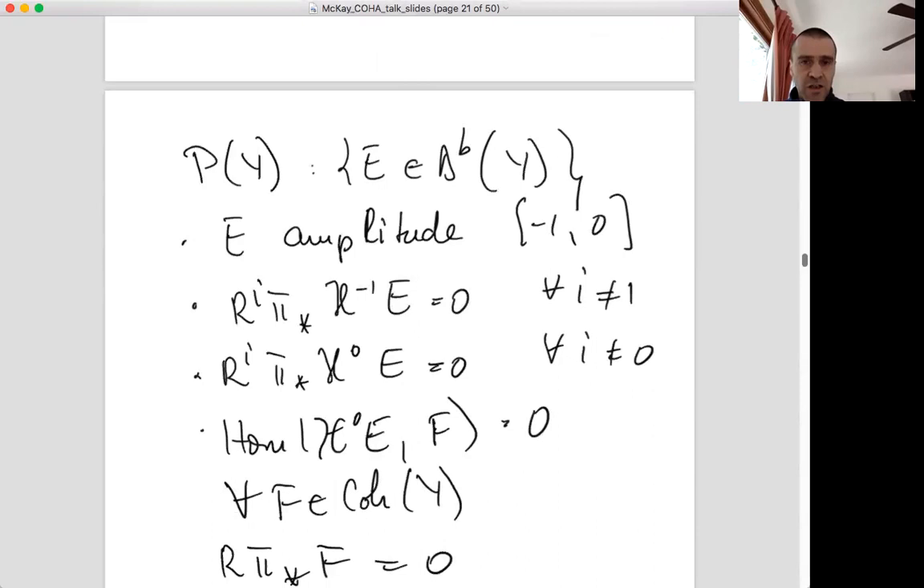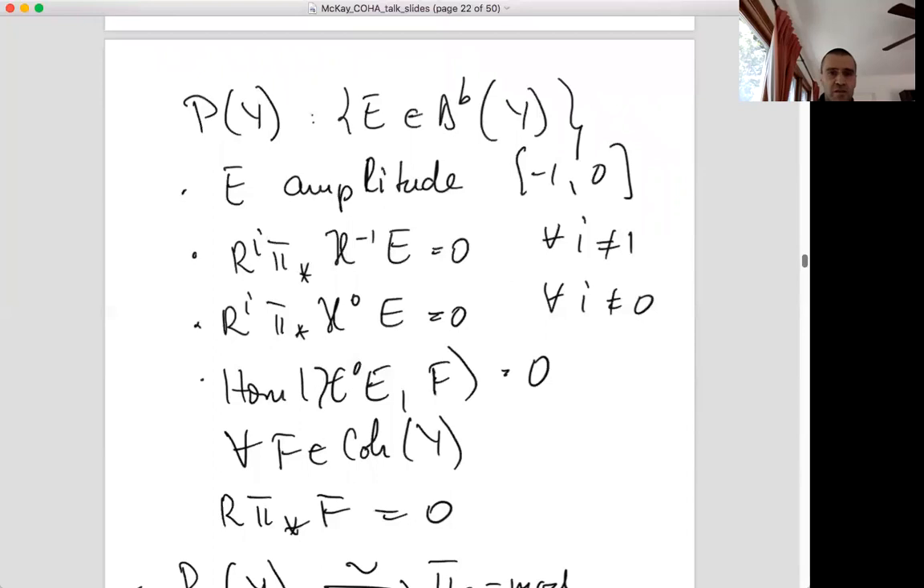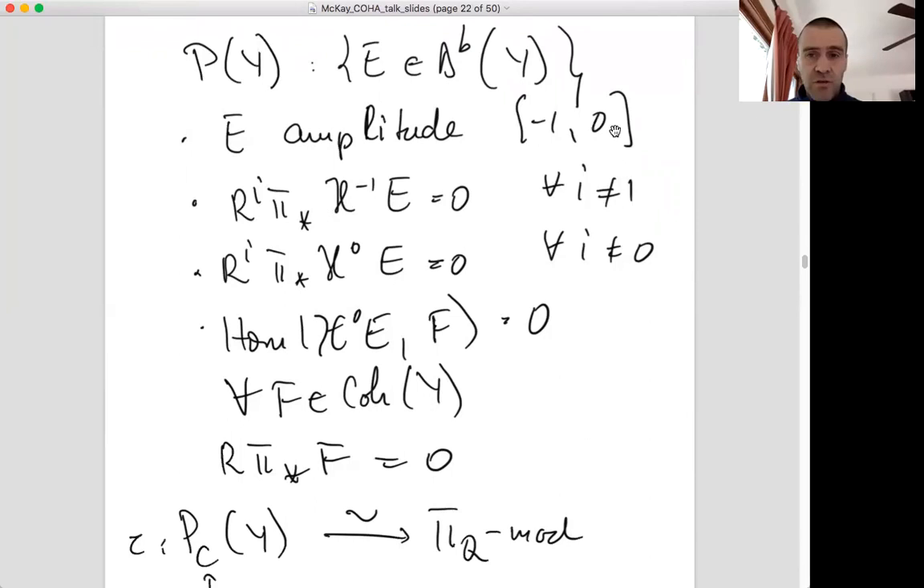So now let me say a few words about the category of perverse sheaves, because it's actually very important. It's a very important object that provides the connection between geometric objects like sheaves and quiver representations. So what is P of Y? It's the heart of a T-structure on the derived category of Y. It consists of objects of amplitude negative 1 to 0, so it only has cohomology in 2 degrees, negative 1 and 0. And then it has to satisfy extra conditions.